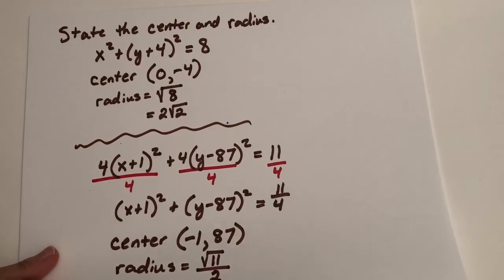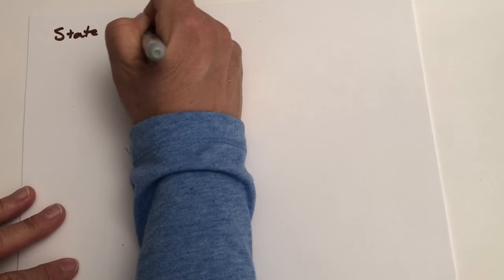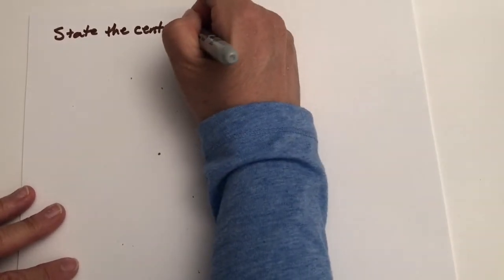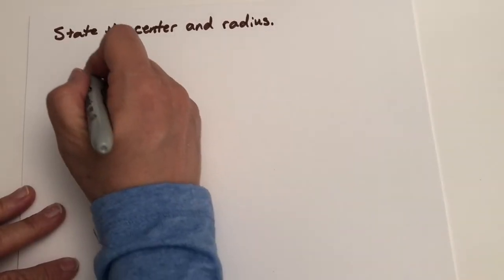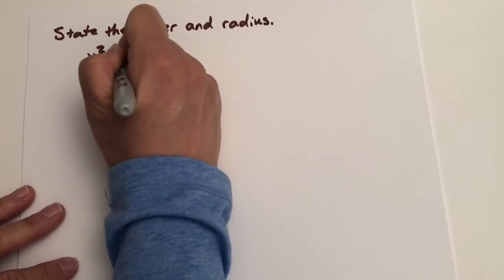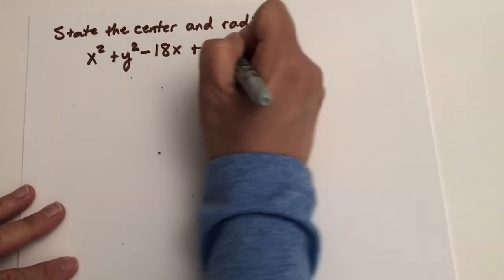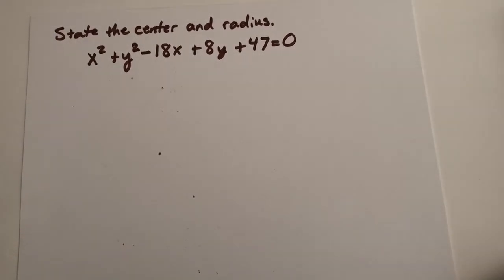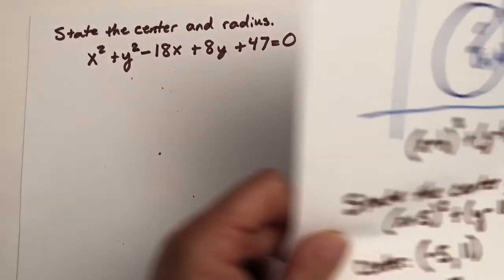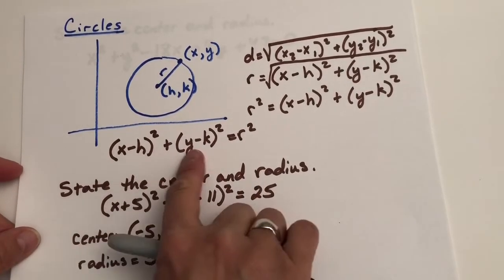Let's do one more problem. Same direction. State the center and radius for the circle that's going to be represented by this equation. So here's the equation. It's x squared plus y squared minus 18x plus 8y plus 47 equals 0. You'll notice this is not in standard form and not even close. Our goal is to make the equation look like this. Notice these are both perfect squares.